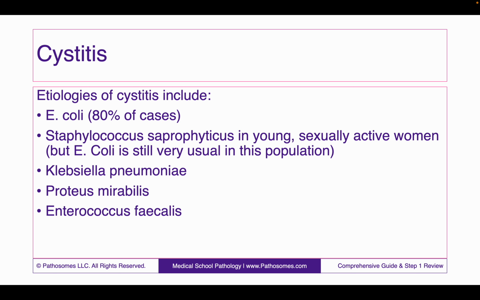Common etiologies of cystitis include E. coli in the majority of cases, approximately 80%, right? E. coli, as well as Staphylococcus saprophyticus, right? In young sexually active females, right? Klebsiella pneumoniae, Proteus mirabilis, and Enterococcus faecalis can also cause cystitis.